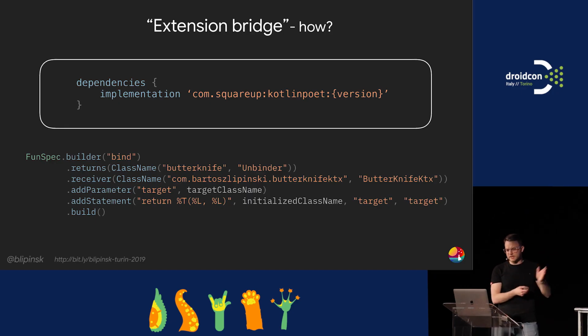It takes a name of the class, of course. It's a bind method. It takes a return class, which here is an Unbinder. The most important thing is that it also takes a receiver type, and that makes it an extension function. If you didn't specify the receiver type, Kotlin Poet would just generate a member function, basically. You add a parameter. Here, the target class name has to be more specific than the target from the end cap. That's how it actually works. And of course, we add a statement that is the real implementation of the extension function.